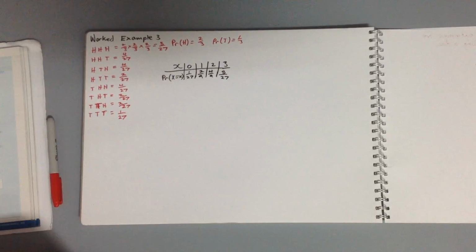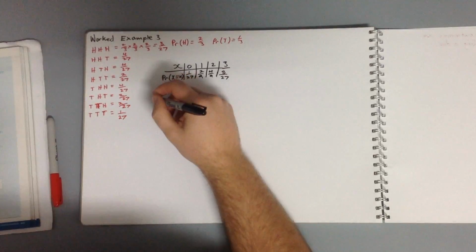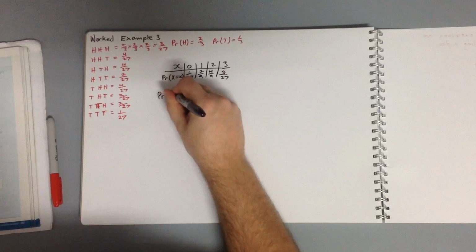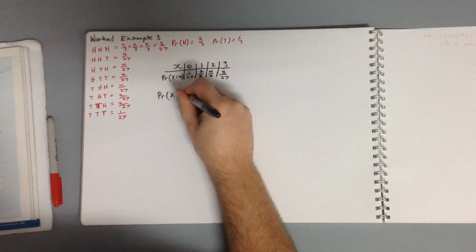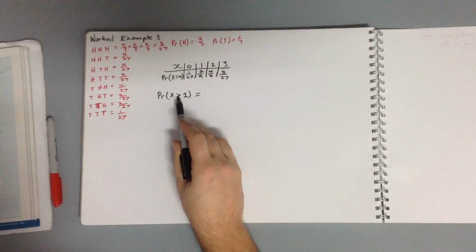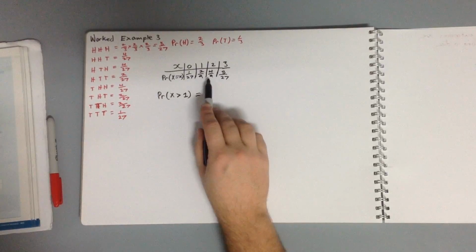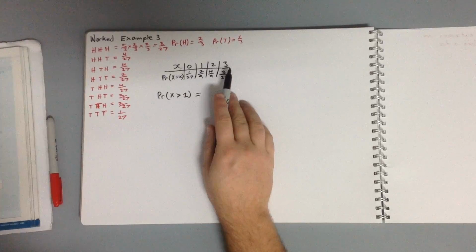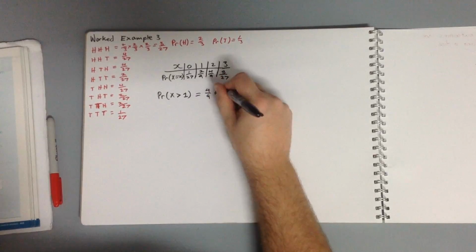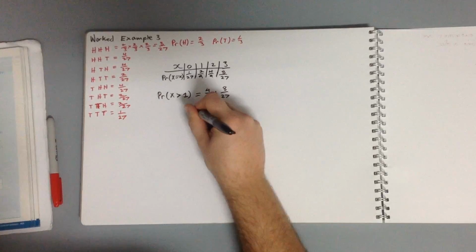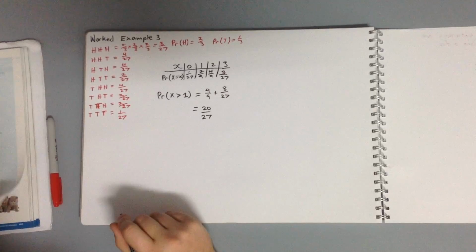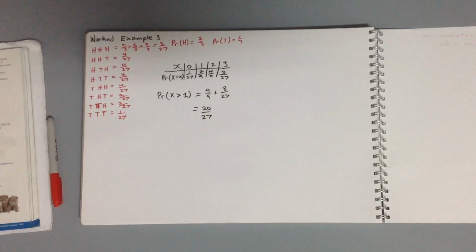Okay. And then the last part is find the probability that x is greater than 1. Well, to do that, it's greater than, not greater than or equal to, so it's got to be that it's 2 or 3. So that means that we've got 4 on 9 plus 8 on 27, which is equal to 20 on 27. Okay, and that's all there is to it for this section.